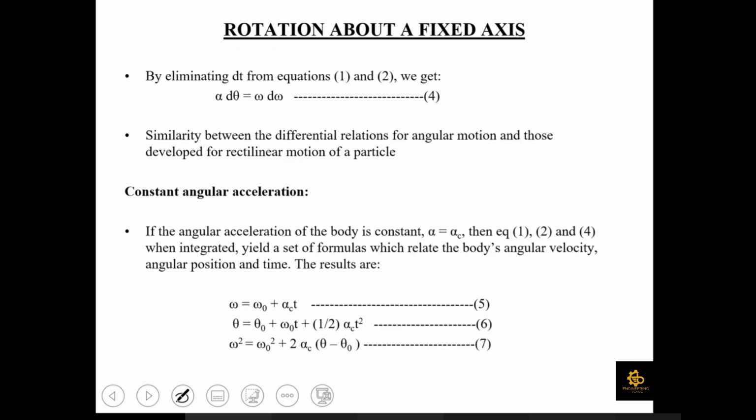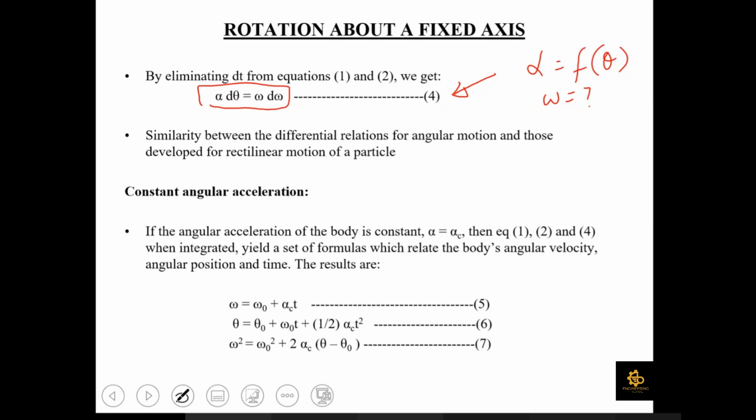Then from those two equations, if we eliminate dt, we are going to get a third kinematic equation for rotation, which is alpha d theta equals omega d omega. Now this equation is going to be used for the solution of all such problems in which alpha is given to you as a function of theta rather than as a function of time, and you are being asked to find omega. So for such problems without involving the time variable, you are going to use this equation in order to relate alpha, theta and omega.